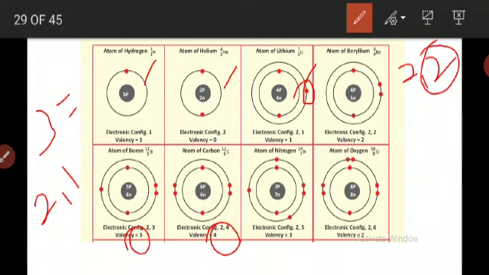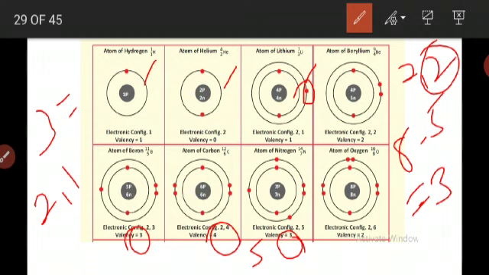And nitrogen 3. How will it come? Because the outermost electron is 5. You see here, the outermost electron is what, students? 5. How can we write this one? 8 minus 5 means 3. Valence electron is 3. So, the capacity of an electron.